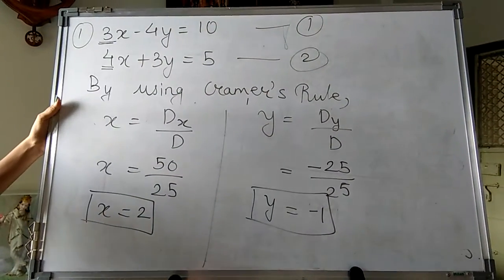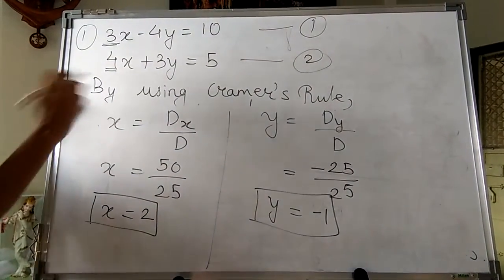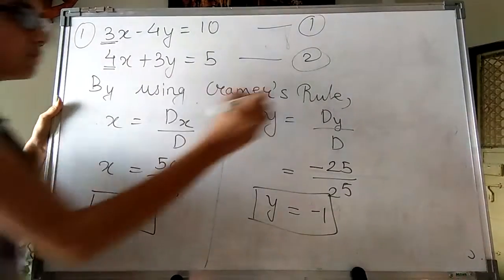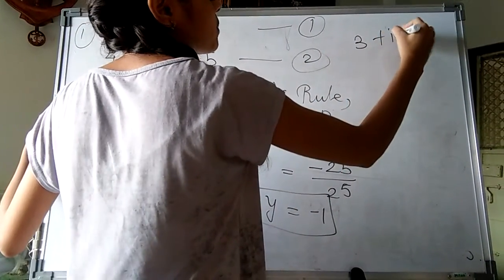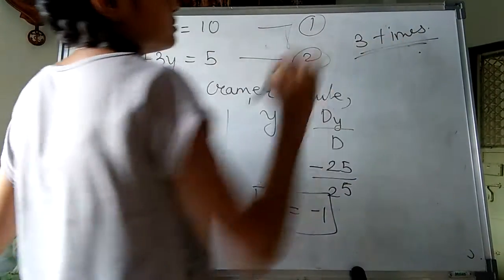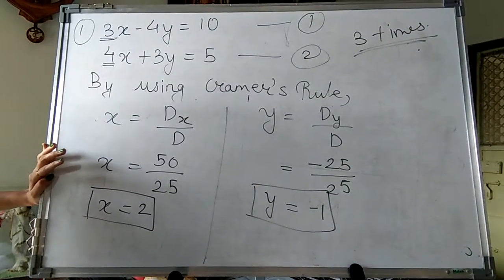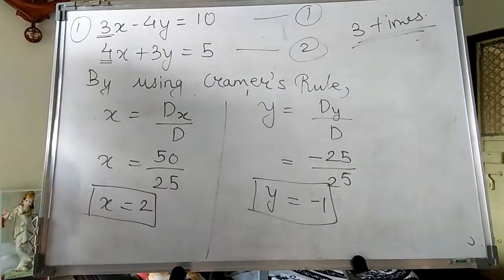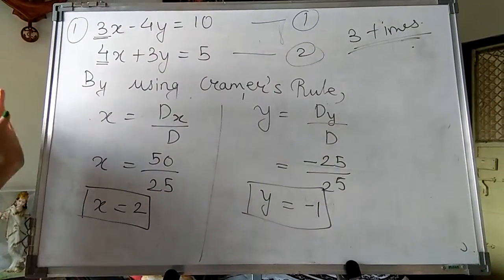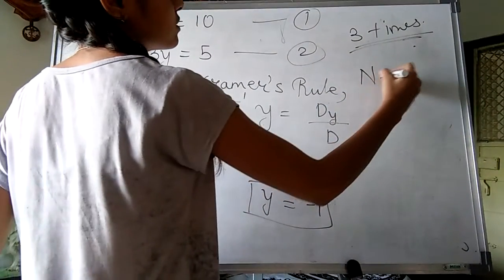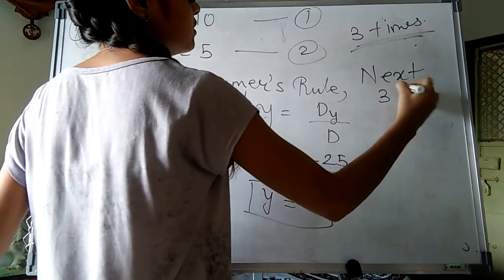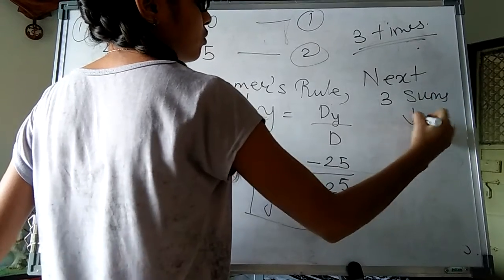This was the first portion of your practice set 1.3. You are going to solve this sum itself 3 times, the same way I have solved it. And the next 3 sums, you are going to do for homework.